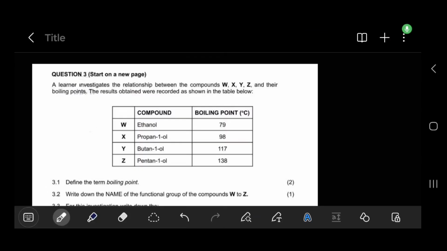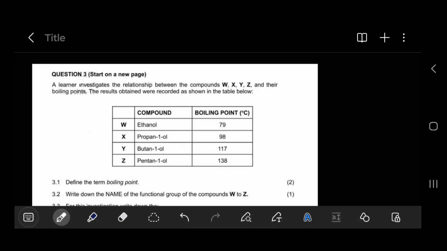We're now on to the second part of organic chemistry, which is based on intermolecular forces and boiling points of organic compounds. Here we have question 3 that says, a learner investigates the relationship between the compounds W, X, Y, Z and their boiling points. The results obtained were recorded as shown in the table below.